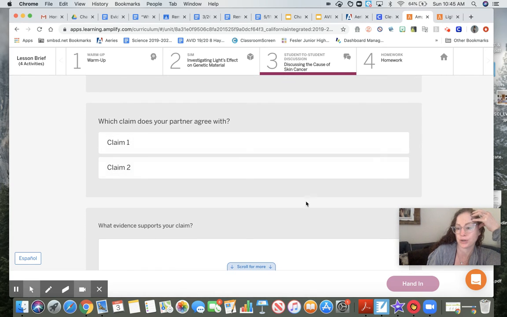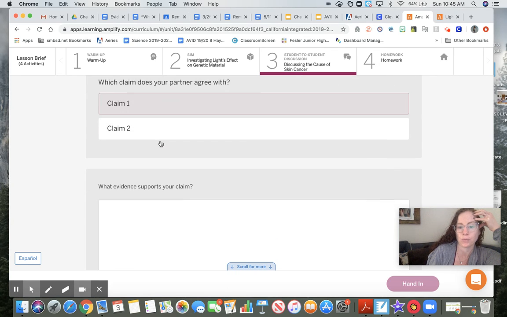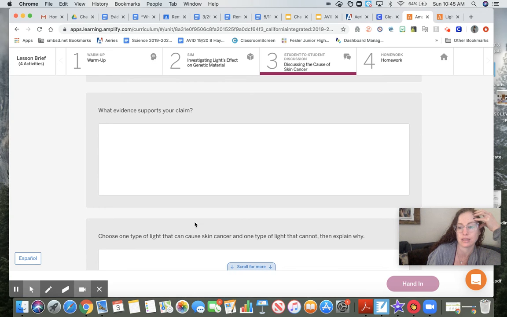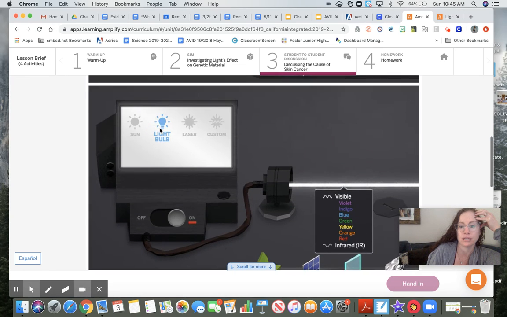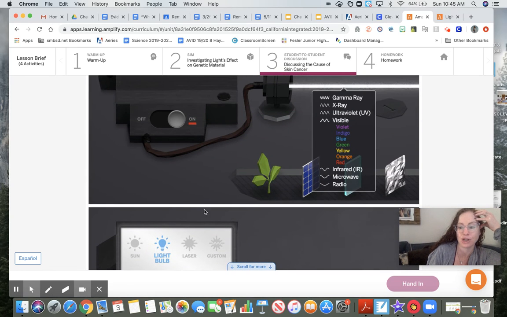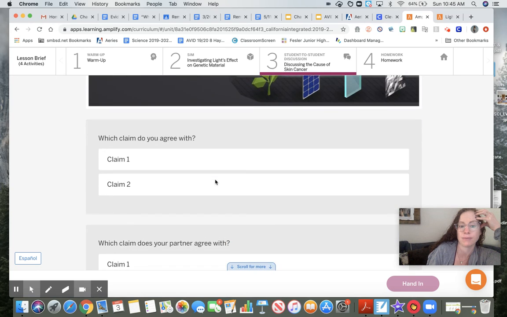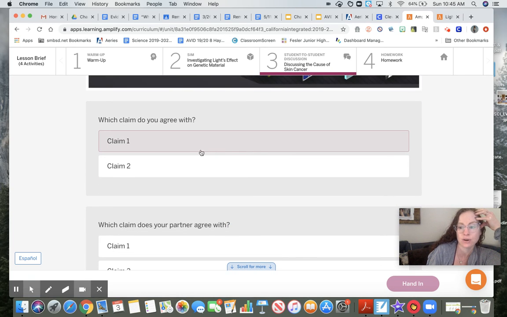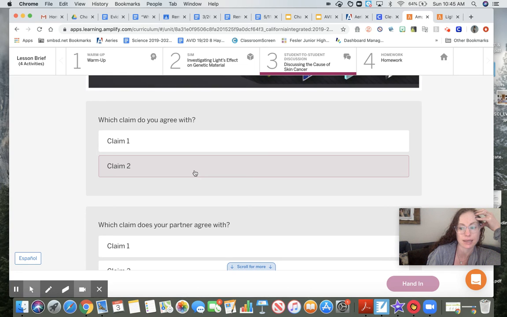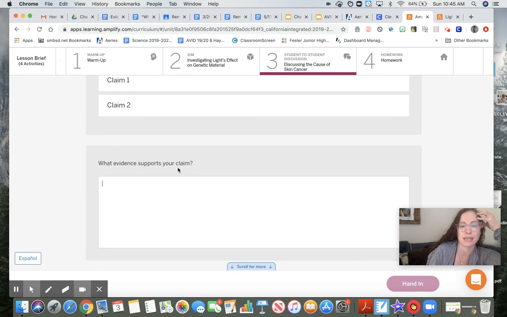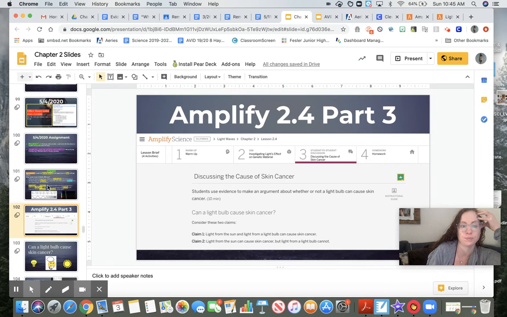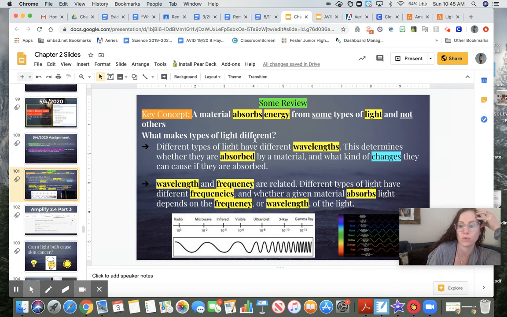Obviously, we're not going to do what your partner thinks because your partner's not here. So you can leave this one blank or answer it however you want. What I'm really looking for is these boxes, that they're done really well. So what evidence supports your claim? Give me specific things from these diagrams or things we've learned that support your claim of why either they both cause skin cancer or why it's just the sun that causes skin cancer. So make sure you're using the evidence. You can also use some of this key concept and what we've learned about how light gets absorbed and it has to do with the wavelength. You can use some of this stuff too.